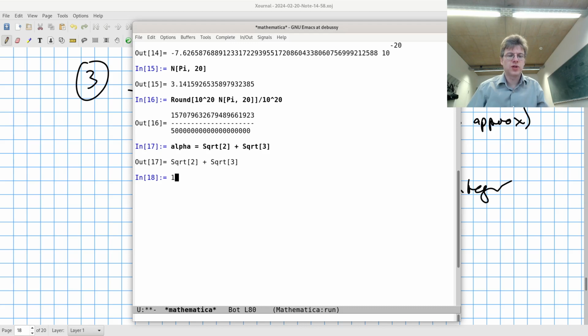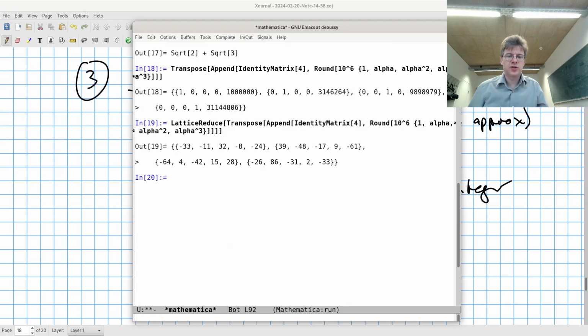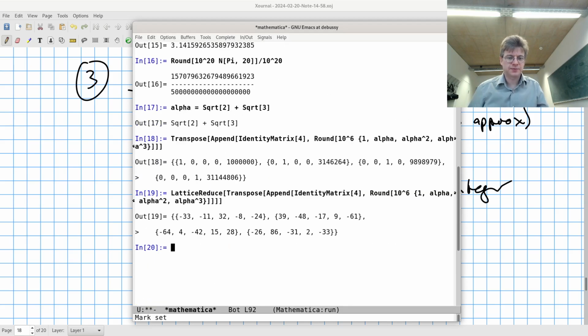So how would we do this? We would say 1, alpha, alpha squared, alpha cubed, maybe, and multiply this by a high power and round it, and then append this to an identity matrix. And in this case with 4 components, transpose. And here's what the initial lattice looks like. So let's throw lattice reduce on it, and you see that we get nothing.